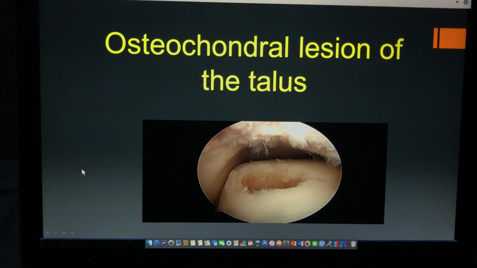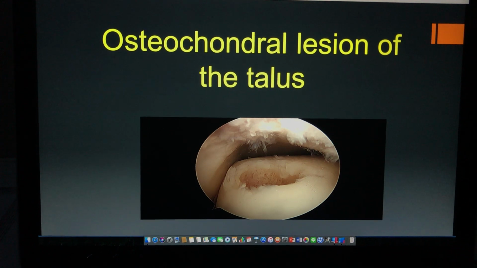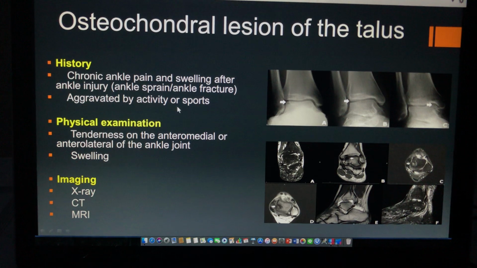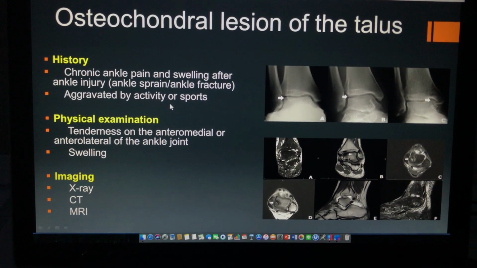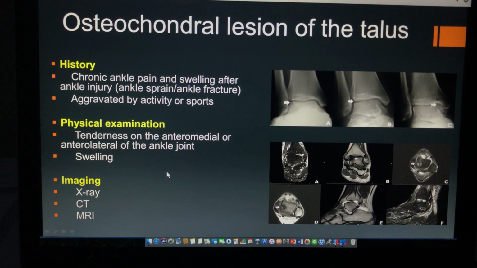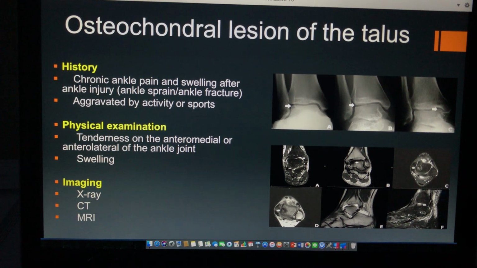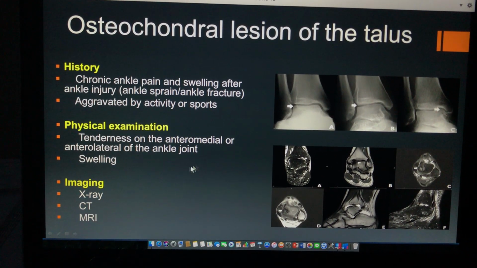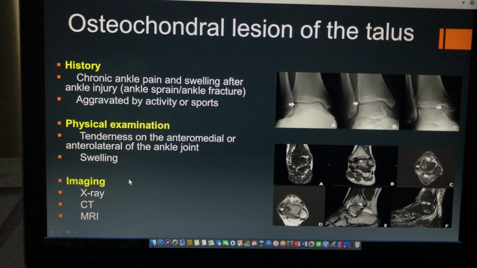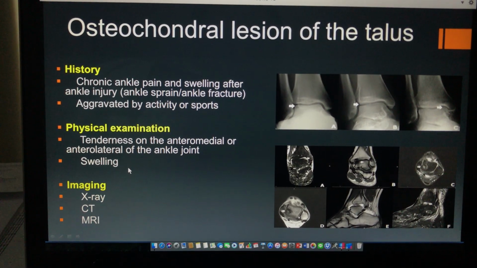And the last one is osteochondral lesion of the talus, which is commonly seen following an ankle sprain or ankle fracture, where the patient has persistent pain and swelling. The patient has chronic pain and swelling after an ankle sprain for more than 6 to 12 weeks. You need to consider this problem because it can occur in up to 50% of rotational ankle injuries. On physical examination, patients usually have pain on the anteromedial or anterolateral part of the ankle. Patients usually come back complaining about swelling when they do long running or long walking.